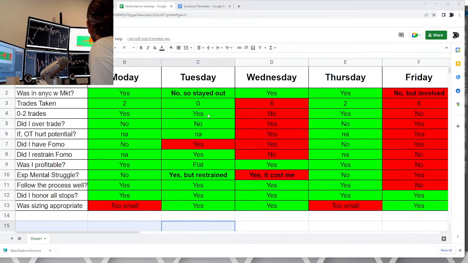Was I in my 0 to 2 range? No, I wasn't. Did I overtrade? Yes. If I overtraded, did it hurt my potential? Yes. Did I have FOMO? Yes. Was I profitable? No. Did I experience mental struggle?